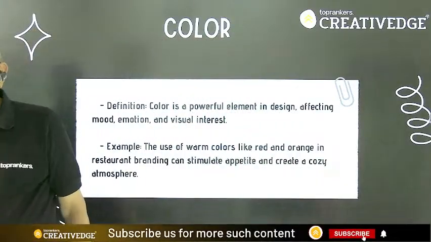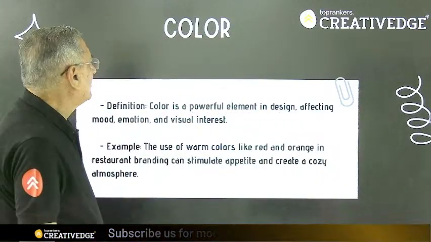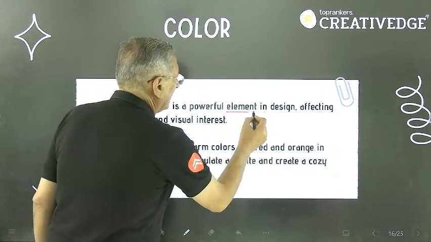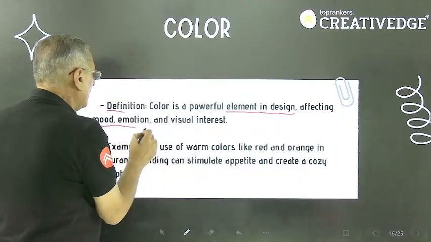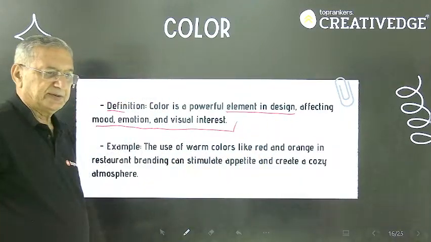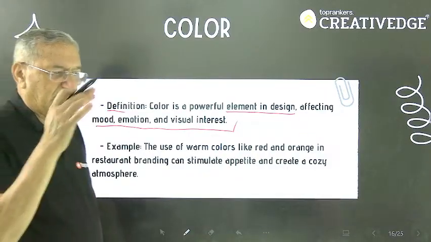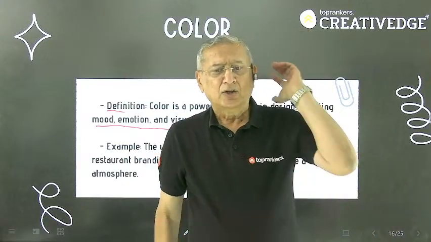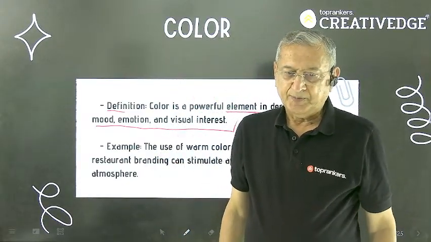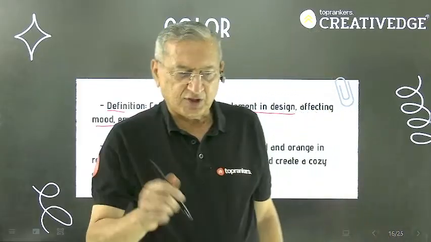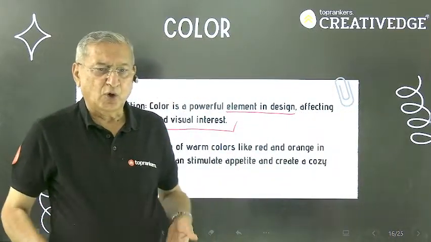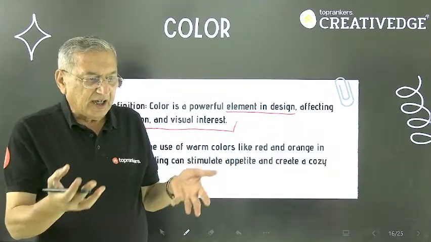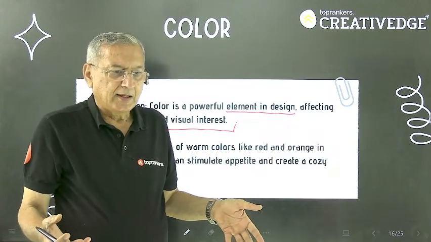Next element is color. Definition-wise, color is a powerful element in design affecting mood, emotion and visual interest. If it is red, it is an appetizer, if it is red, it is sensual, if it is red, it can be danger also. Similarly, if it is yellow, it is growth, it is new, it is happiness, and so on and so forth.